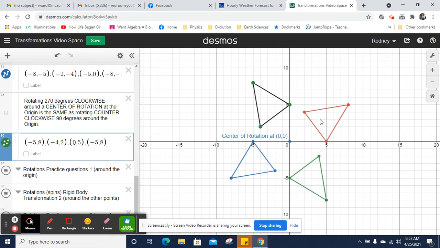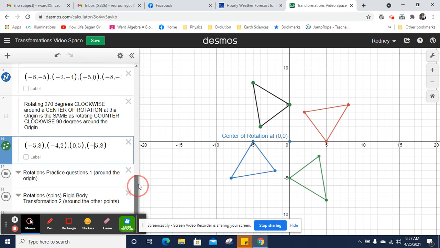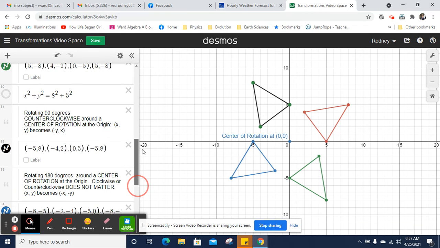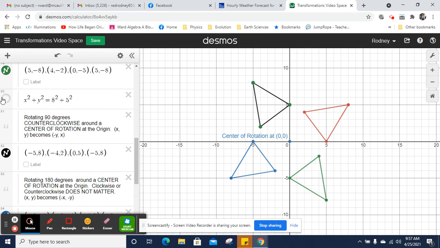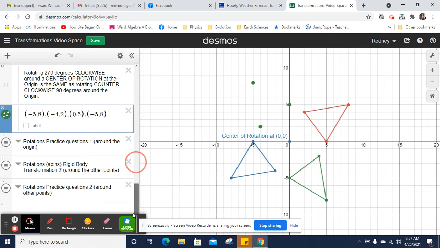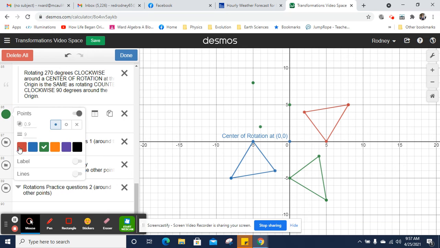So there we go. I have moved this triangle 270 degrees around clockwise, which is the same as 90 degrees around counterclockwise. And I'll turn off my previous 90 degrees counterclockwise so you can see what's happened. That's right on top of that same triangle. Okay, so I'll give it lines, and then we will do a quick recap of things.